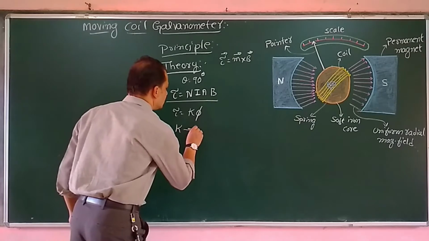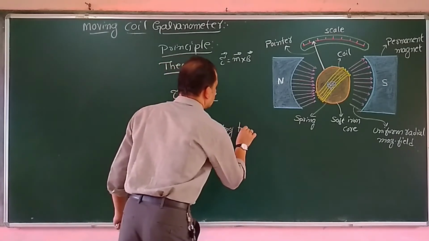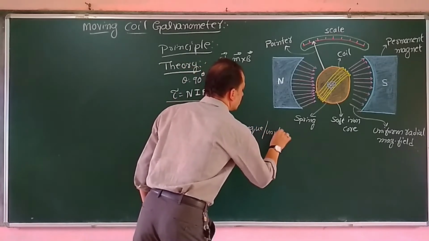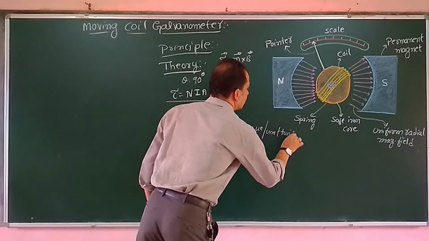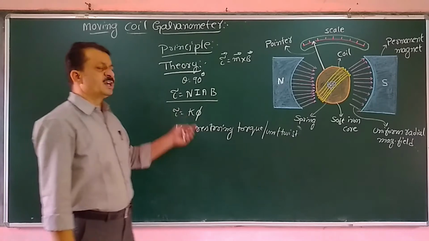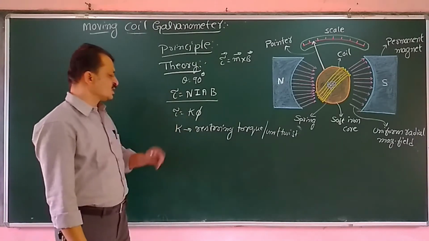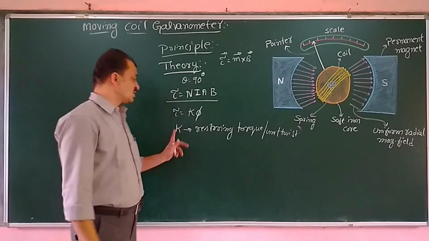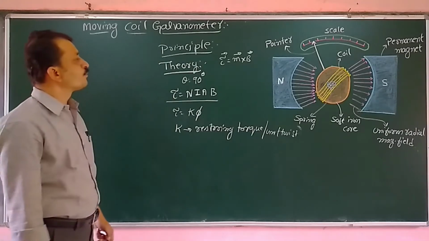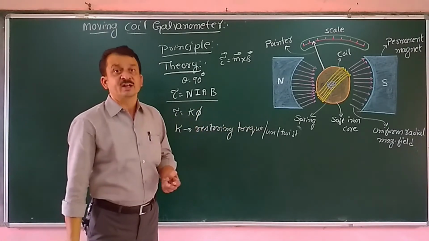Here K is the restoring torque per unit twist, and it is also called the torsional constant. K is also called the torsional constant, and phi is the deflection, the number of deflections. Now in this system we are arriving at two torques.